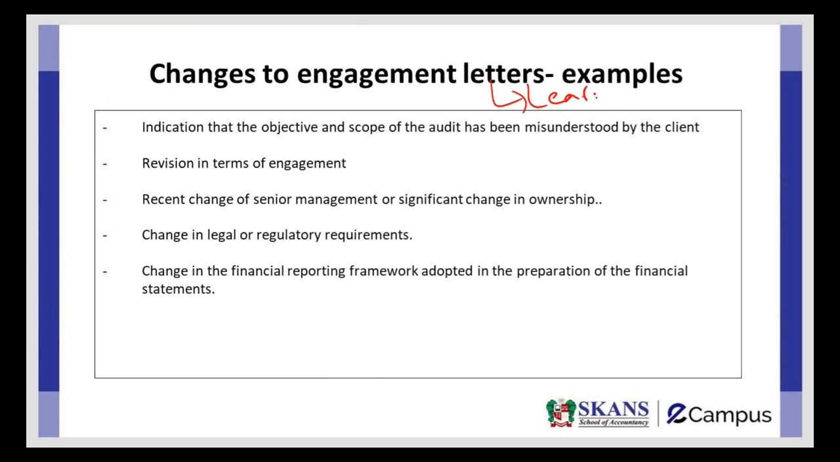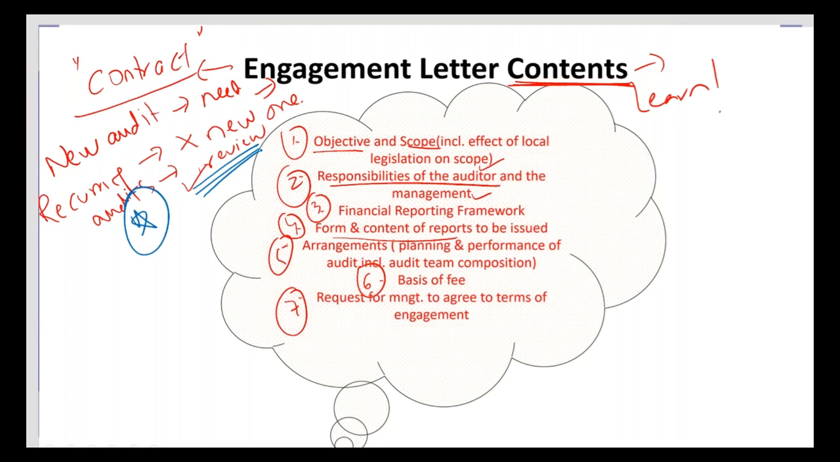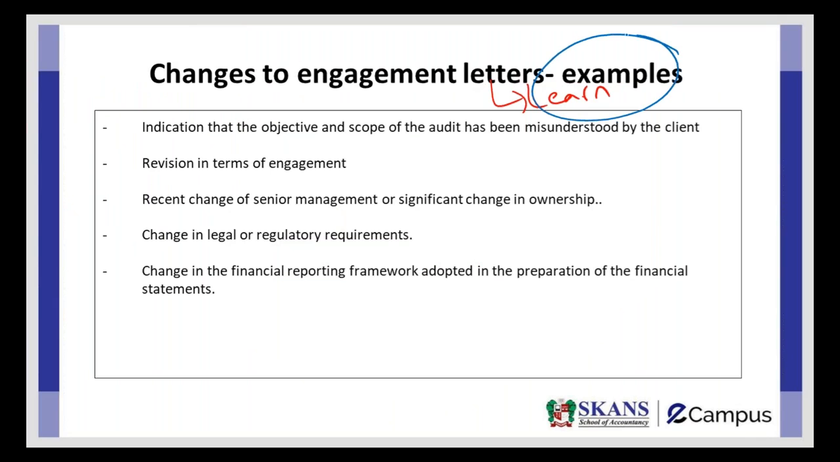Also, please remember what I spoke about earlier. So you know how I said, if I quickly go back, for recurring audits, you'll have to review if the engagement letter or the contract has to be changed. These are certain examples. If there's any indication that the client has misunderstood the objective or scope, instead of reasonable assurance, they thought we were giving 100% guarantee. If there's any misunderstanding on the fact that we only give an opinion on financial statements, then maybe it needs to be clarified and review and change the engagement letter.